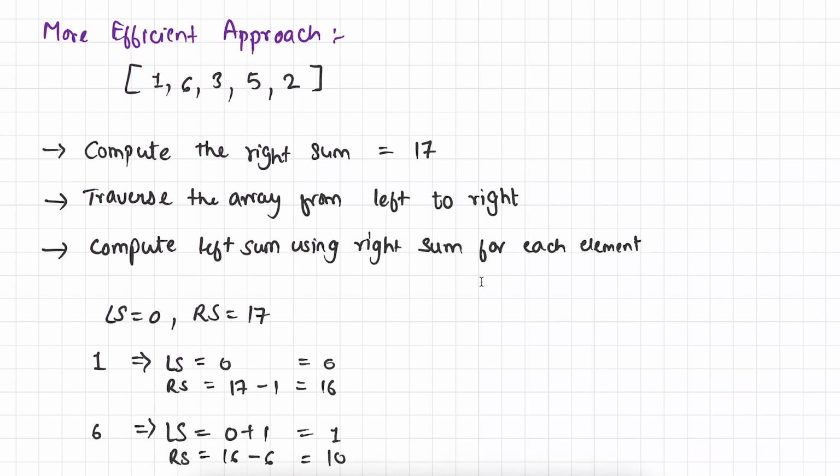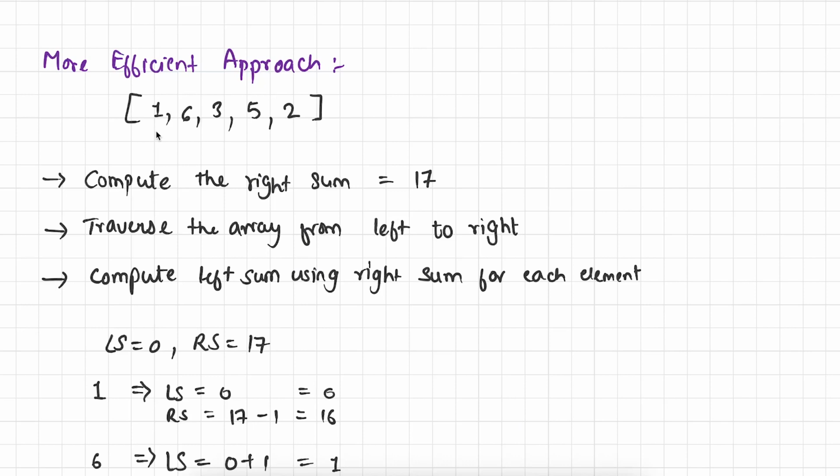First we are going to compute the right sum of the array. And if we consider this array, the right sum of this array is 17, because 1 plus 6 plus 3 plus 5 plus 2 is equal to 17. And then we are going to traverse this array from left to right. And while traversing, we compute left sum using right sum for each element. This is really interesting, guys. We can compute left sum using right sum. So this means we do not have to compute left sum at all. And how are we going to compute left sum?